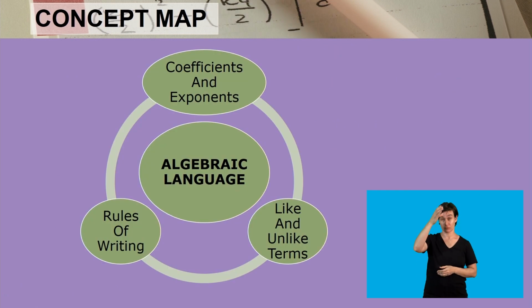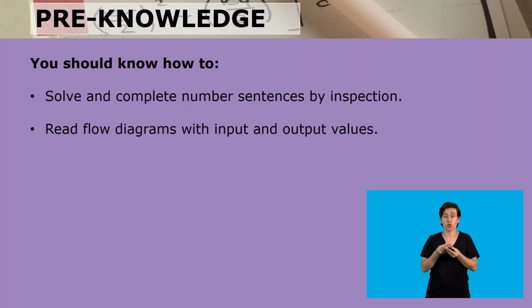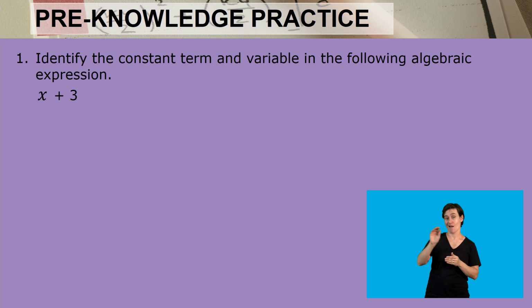In our concept map on algebraic language, we will start with rules of writing, and then we'll look at coefficients and exponents, and then lastly we'll look at like and unlike terms. You should know how to solve and complete number sentences by inspection, and how to read flow diagrams with input and output values. Let's do some pre-knowledge practice.